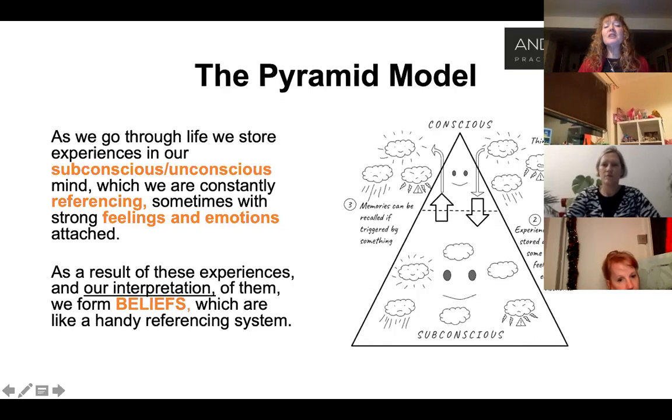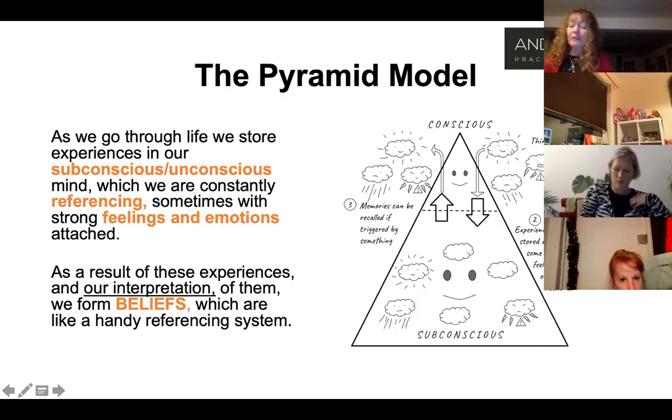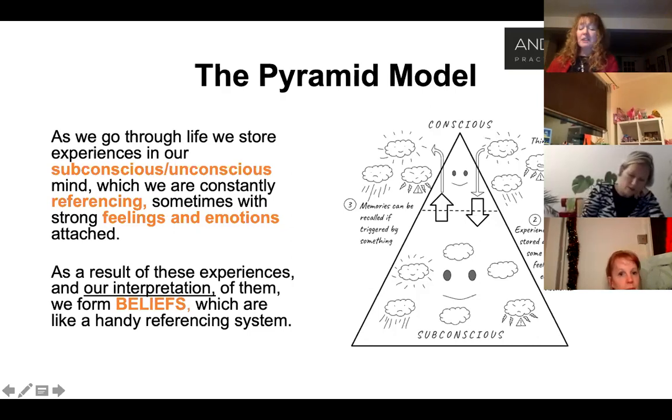So some of the information will be coming through as a bit of a negative. If you think of your subconscious as a bit of a referencing system, sometimes some of those events will have quite strong feelings and emotions attached to them, which will create triggers for us. And our interpretation of those is what helps us to form our beliefs. So it becomes almost like a very handy referencing system that we refer to all the time without even thinking about it. We're not even aware that we're doing it.